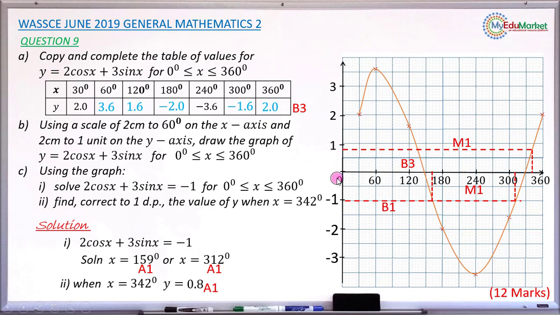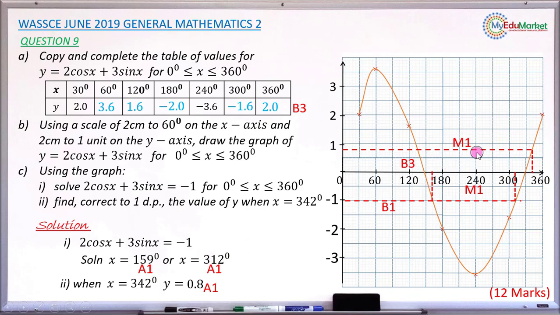Next mark is attempting to solve this very equation. Where you draw this very line, you have this B1 mark. In attempting to read the values, that is the solution, you draw this line where the line crosses the curve to the horizontal axis. Drawing these two lines, you have this M1 mark. And when your first x is now 159 degrees, you have this A1 mark. And when the other value is 312, you have this A1 mark.